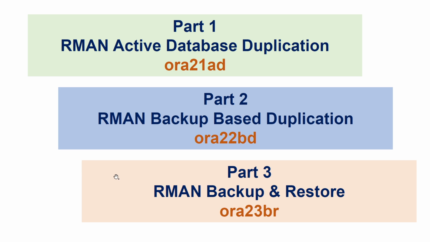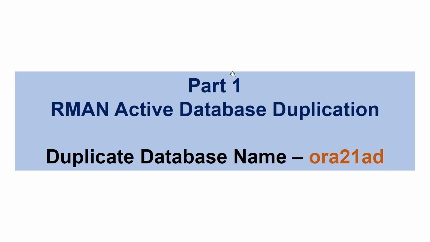The second part is backup based duplication, and the third part is backup and restore. As I told you, if you look at the name of the restored or duplicate database, you can identify which method was used to duplicate that particular database. AD is for active duplication, BD is for backup based duplication, and BR for backup and restore. Let's proceed with part 1, RMAN active database duplication, or R21AD.